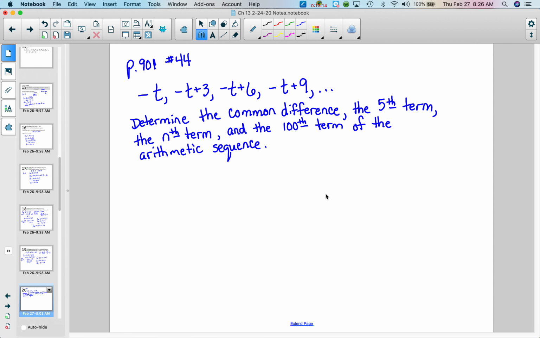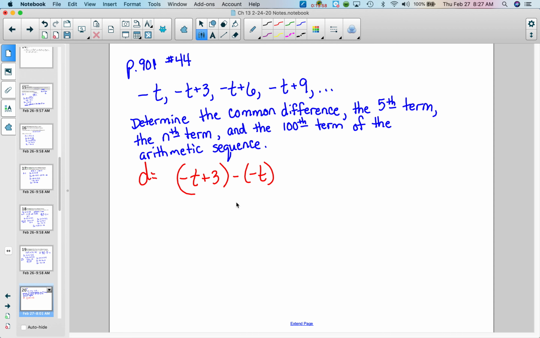This one is not in your packet, but I wanted to do a problem like this. So on page 901, number 44, they give you this sequence of expressions. It's algebraic expressions, but we are told that it's an arithmetic sequence. You are asked to determine the common difference, the 5th term, the nth term, and the 100th term of this particular arithmetic sequence. We're told it's arithmetic, so that means if I take subsequent terms, if I take negative t plus 3, and I subtract the preceding term, whatever I get is going to tell me my common difference.